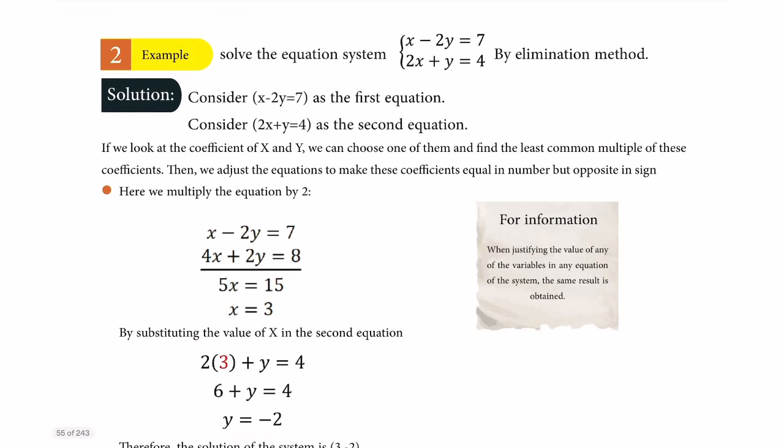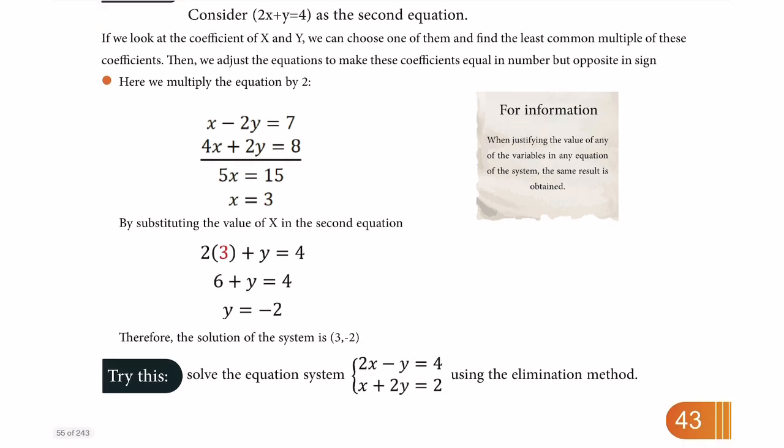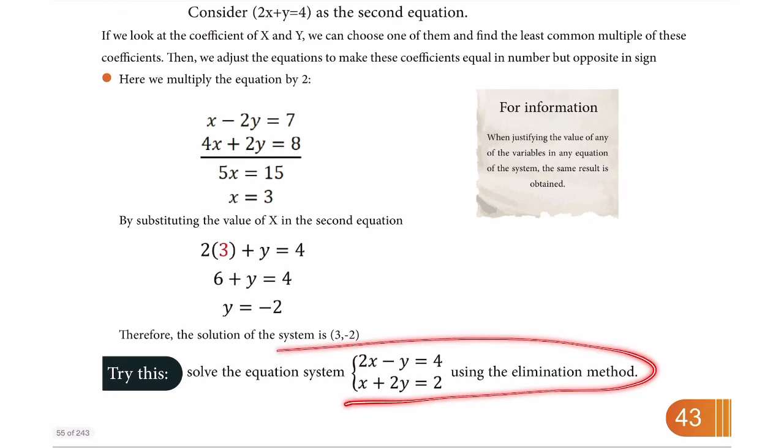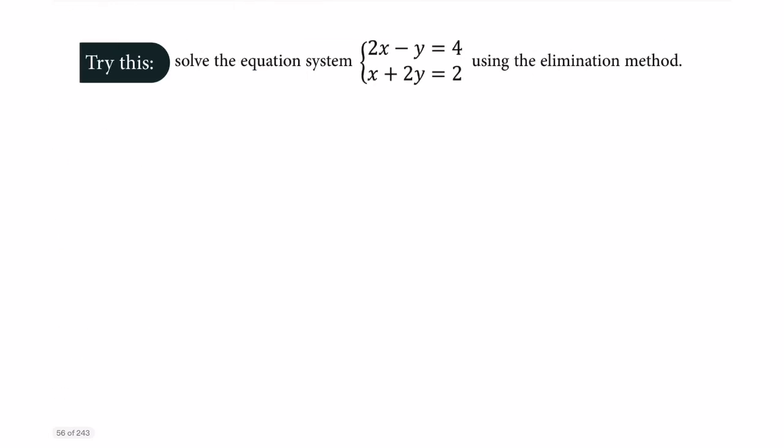This is an example that asks for elimination, which is a different method. They already gave us an example. I'm going to answer this one so you can see what is going on. This is the equation here. First thing, we name the equations. This is 2x minus y equals 4, and we have x plus 2y equals 2. Now, this is 1, that is 2, okay?